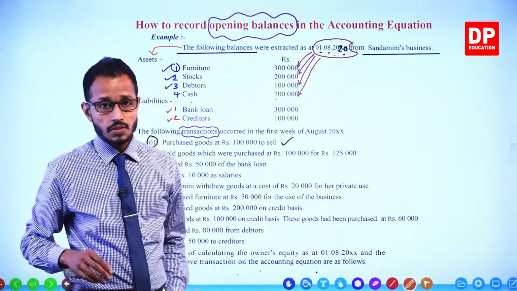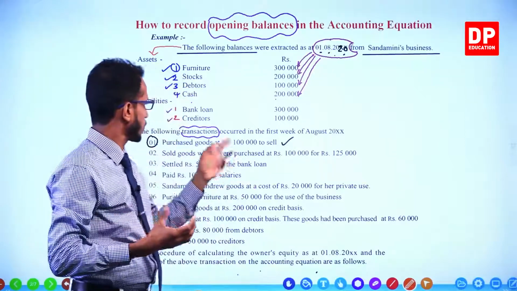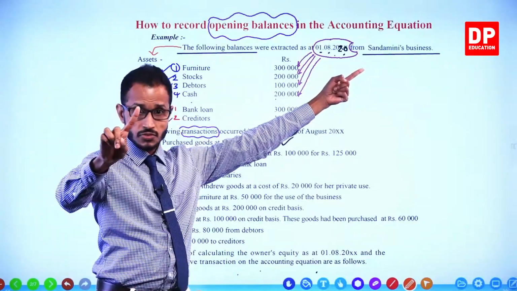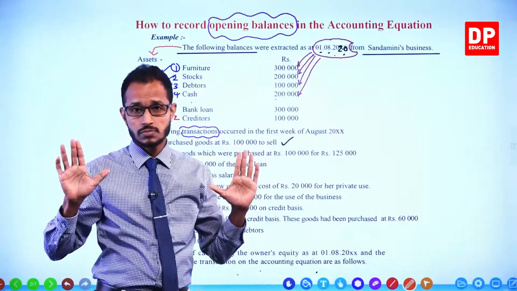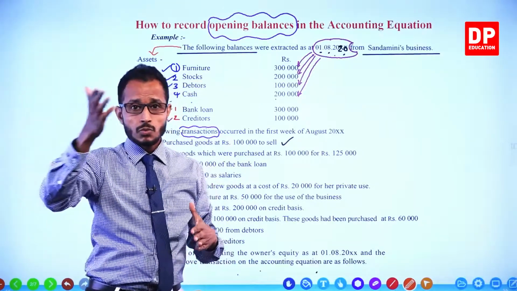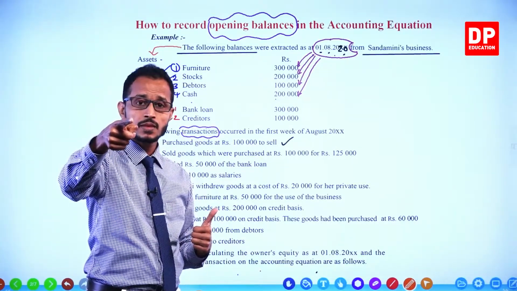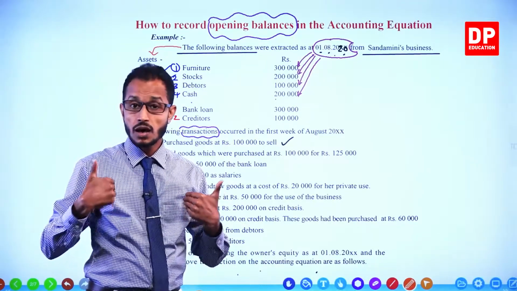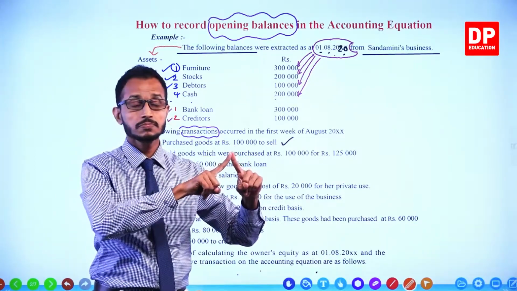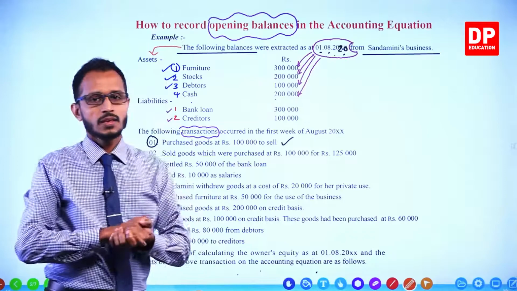In this instance, create a picture in your heads. We are getting goods. Remember, you are not Sandamini. You are not the owner. If you consider yourself as the owner, you can't do this. You're going to go wrong. The owner is a separate person. When you are recording the transactions, we must consider ourselves as accountants, not as the owner.